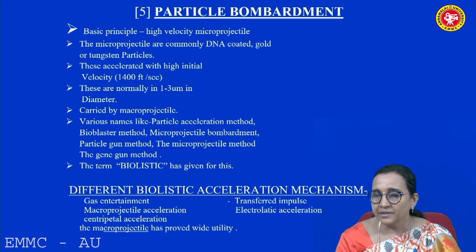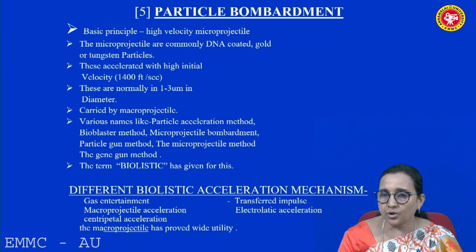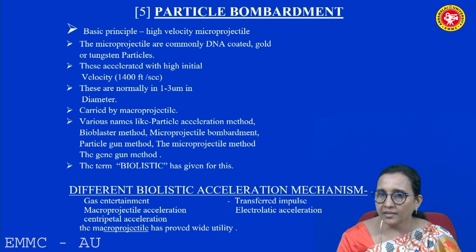In forensic medicine, the technical term for the gun is biolistic. That is why we also call it the biolistic method. This method we can use in different experiments, for example gas entrainment, transferred impulses and electrolytic acceleration, macro projectile acceleration, then centripetal acceleration. Here we are using the centripetal forces of the particular equipment, and most of the labs are not using this method because it is a very costly equipment.